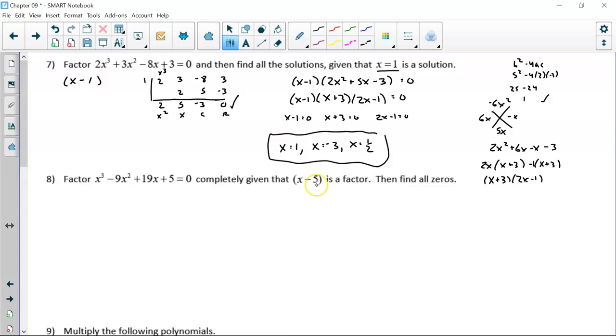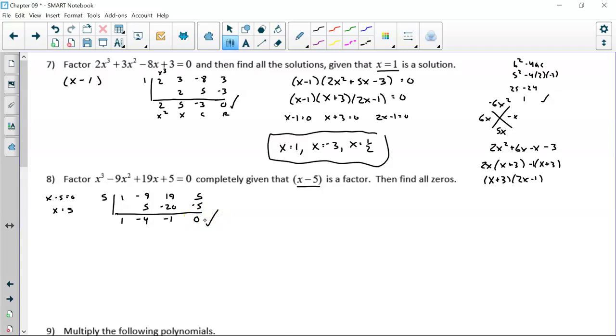Let's do another one. Now they're giving us the factor x minus 5. So set x minus 5 equal to 0, x equals 5. That's what goes on the outside in our synthetic division. So on the inside, 1, negative 9, 19, and 5. So now we bring down the 1. 5 times 1 is 5. Add, you get a negative 4. Multiply, you get a negative 20. Add, you get a negative 1, negative 5. And our remainder is 0.